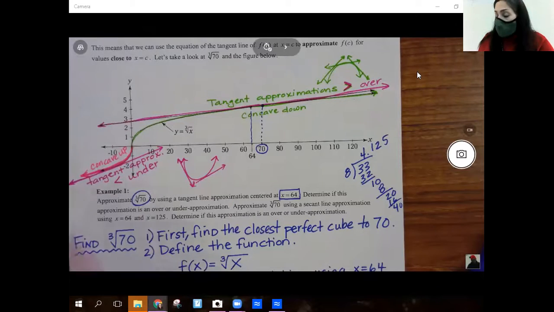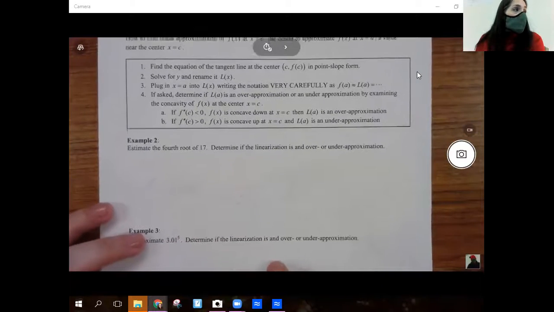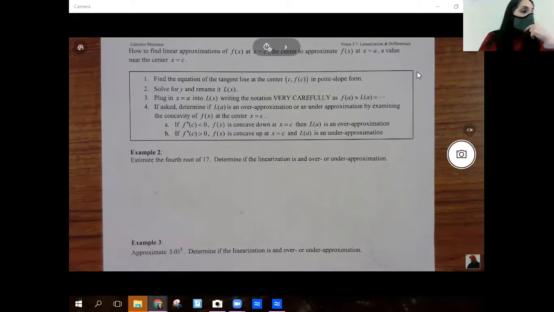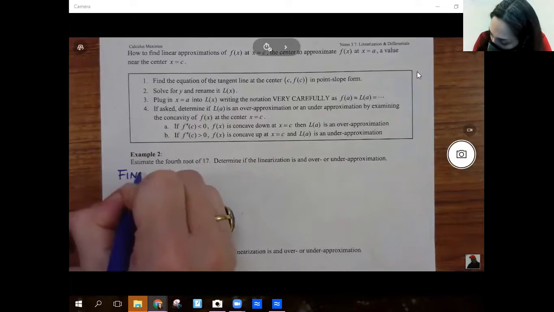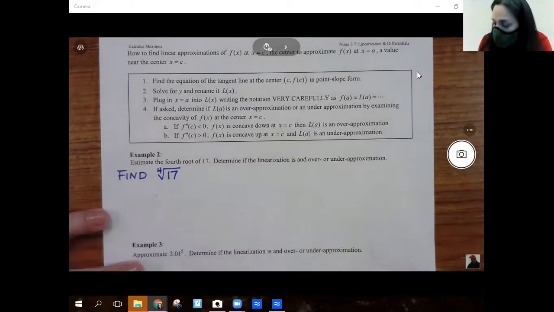Now you don't have to do square roots or cube roots. We can also do other functions. Like we can do, well, we're gonna do a fourth root, okay? So in example number 2, we are looking for the fourth root of 17. So find the fourth root of 17.